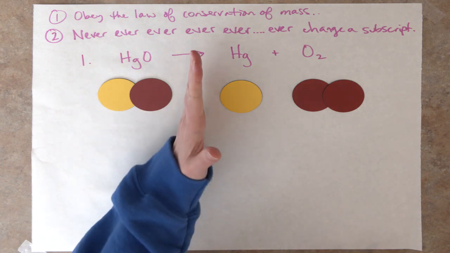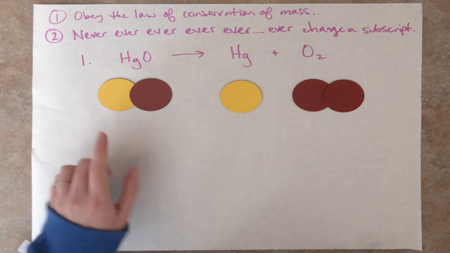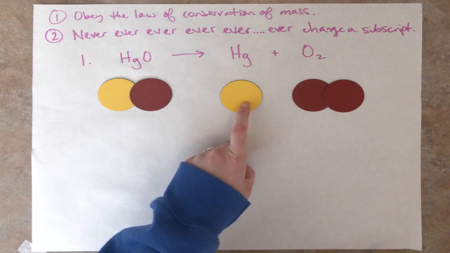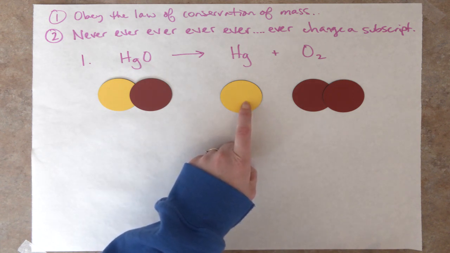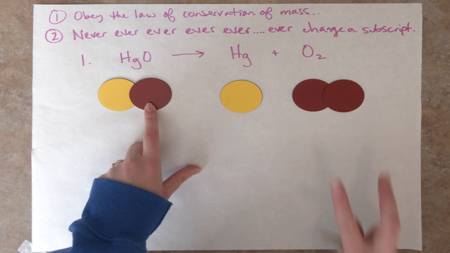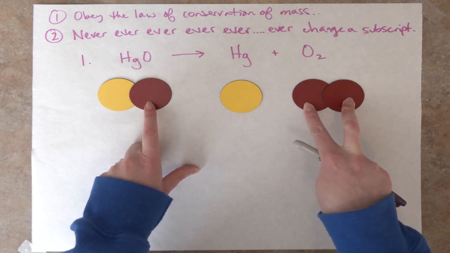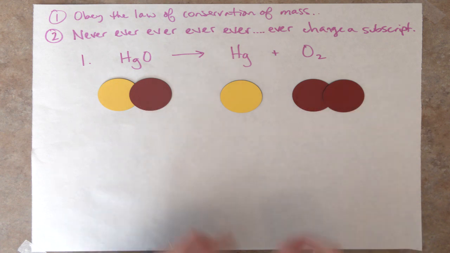So just doing a quick glance down the middle, here I have one mercury atom, here I have one mercury atom. So it looks like I'm obeying the law of conservation of mass there. But here I have one oxygen, here I have 2 oxygens. This is bad. We cannot create or destroy any atoms, so we have to fix it.